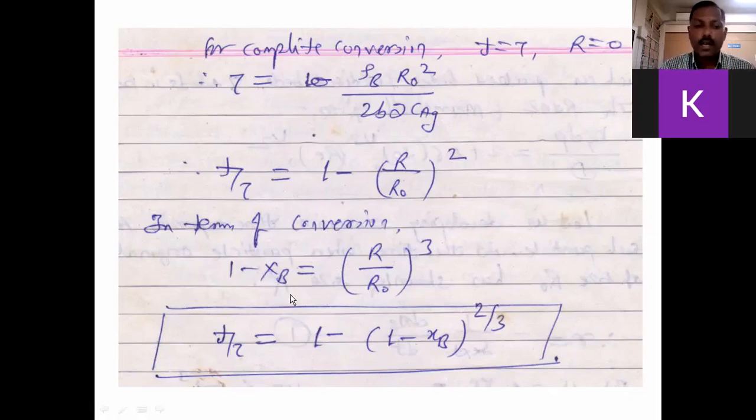This is equal to the unreacted particle volume divided by the total initial volume of the particle. The volume we know is 4 by 3 pi r cubed. So we put that here, then r upon r naught cubed will come, and 4 by 3 pi will be cancelled. We obtained this relation already in the previous derivation. So 1 minus Xb is equal to r upon r naught cubed, which means r upon r naught is equal to 1 minus Xb raised to 1 by 3.